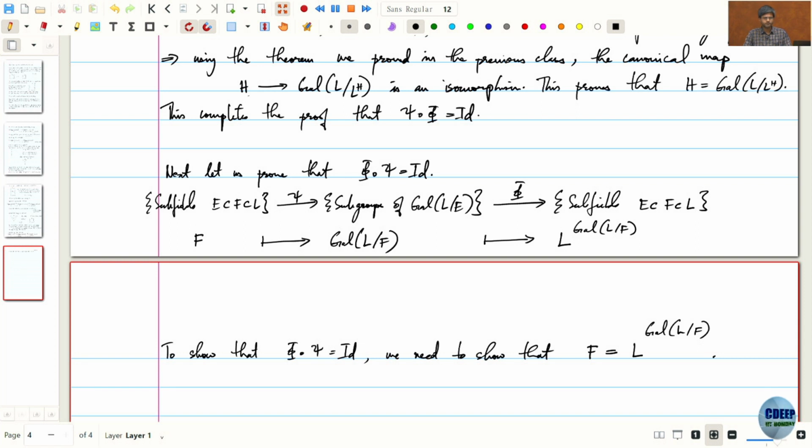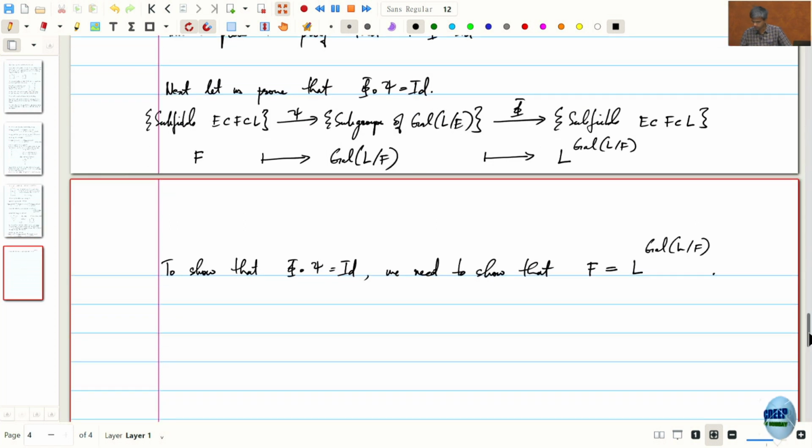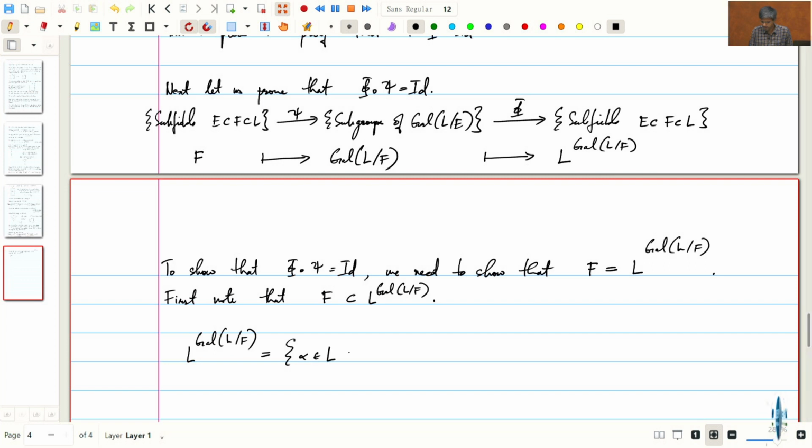So let's see how to prove this. First note that F is obviously contained in L Galois L over F. Why is this? What is L Galois L over F? This is those alpha in L such that phi of alpha is equal to alpha for all phi in Galois L over F.